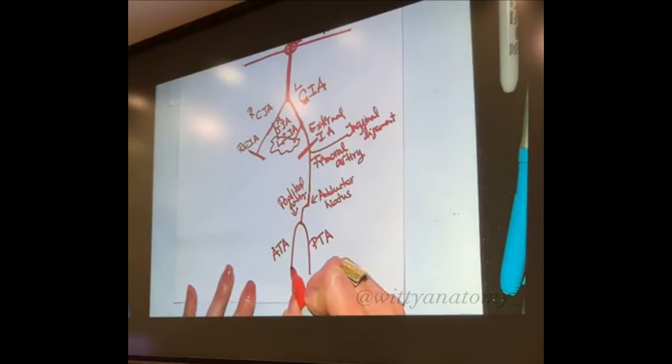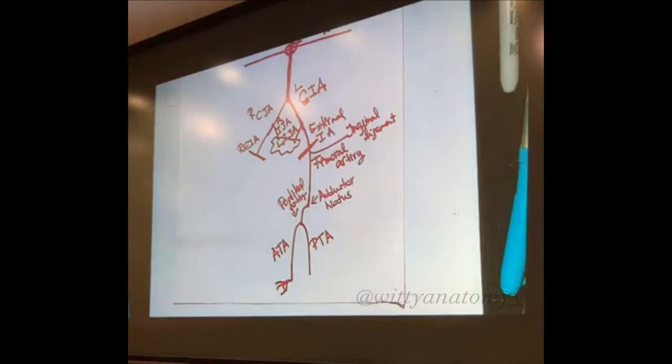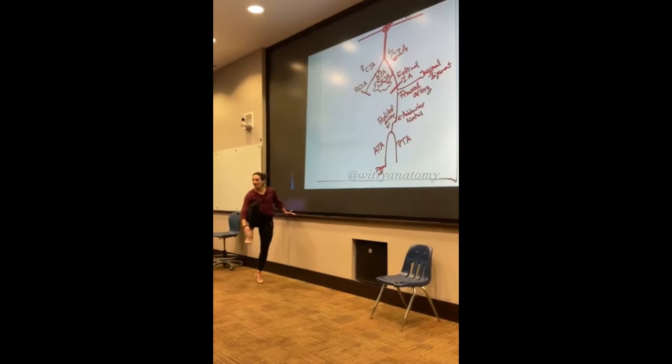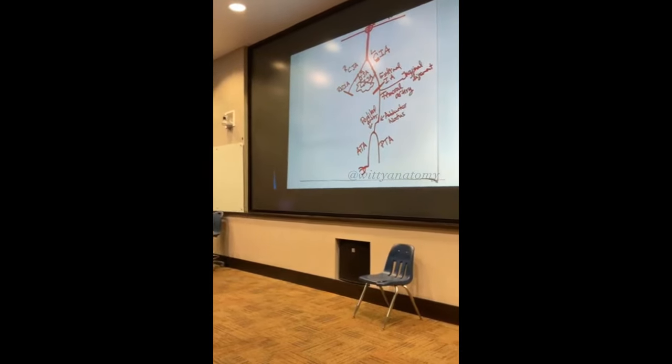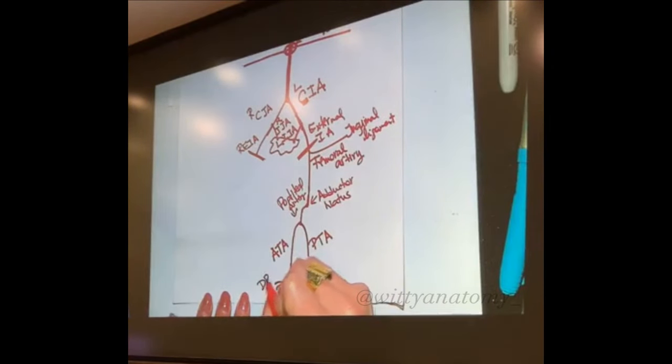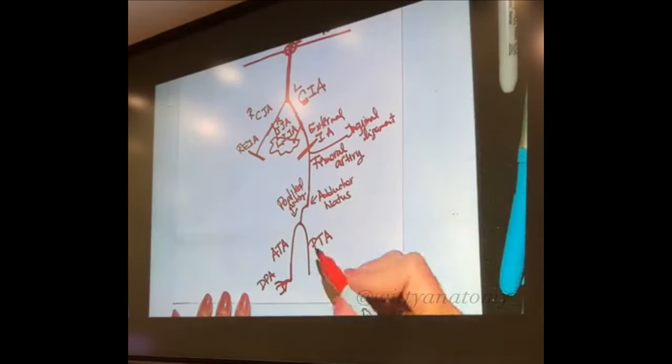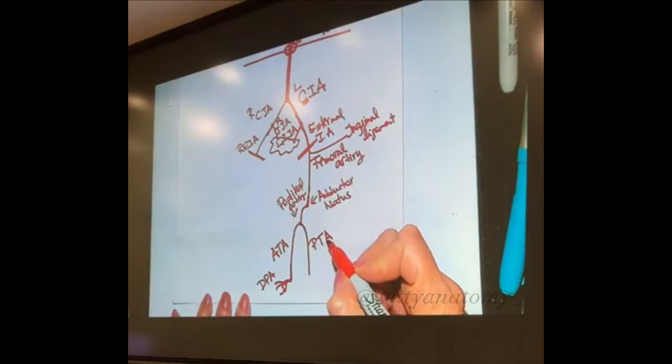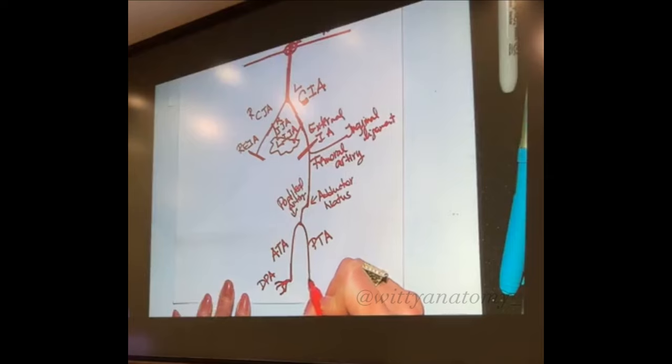The anterior tibial artery keeps going down and gives rise to the blood vessel that is in the dorsal aspect of my foot. What's the name of this blood vessel? Dorsalis pedis artery. And the posterior tibial artery will keep going down and gives rise to blood vessels in the plantar part of my foot, which are named the plantar arch.